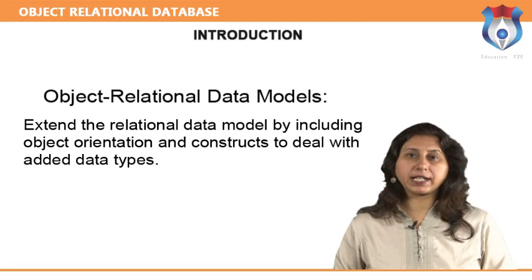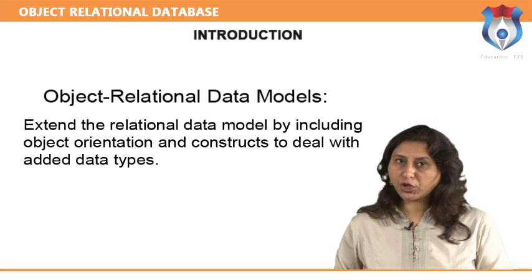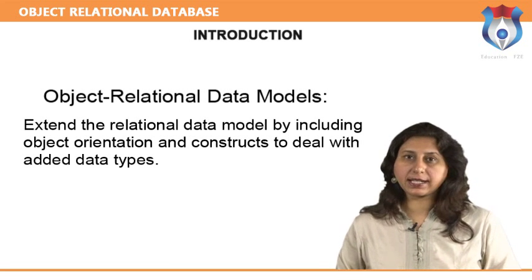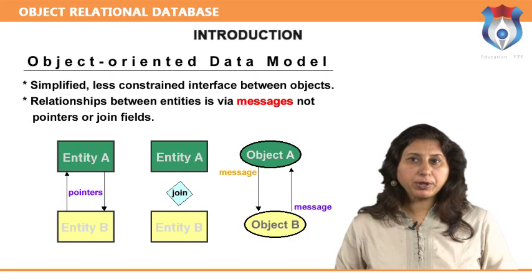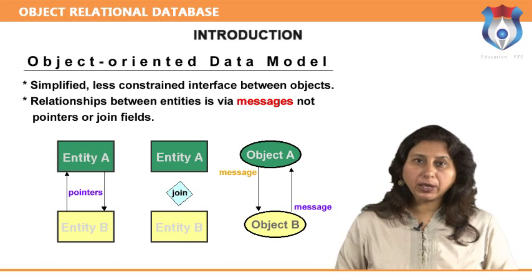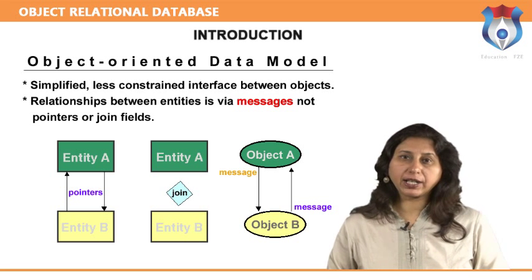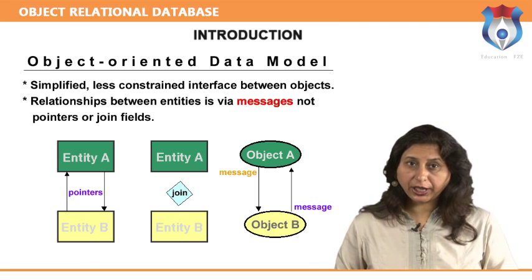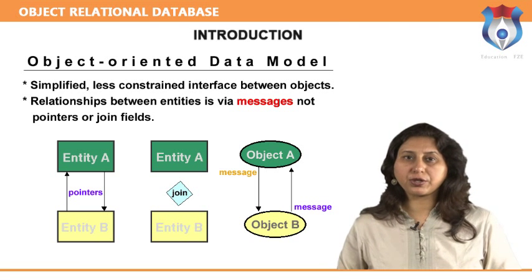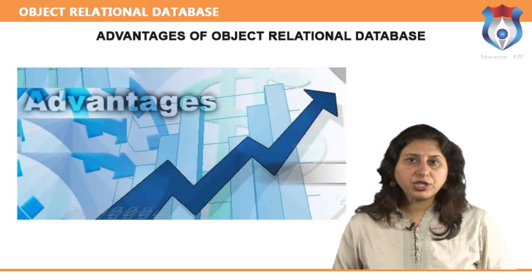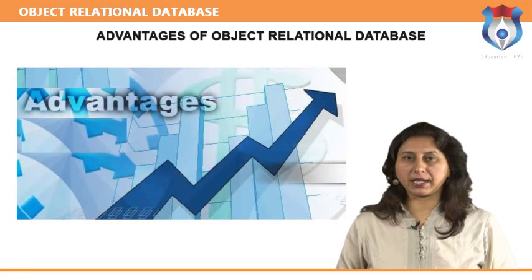Extend the relational data model by including object orientation and constructs to deal with added data types. Allow attributes of tuples to have complex types, including non-atomic values such as nested relations. Preserve relational foundations, in particular the declarative access to data, while extending modeling power. Advantages of Object Relational Database.